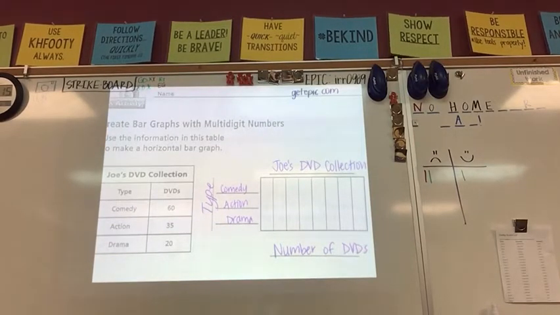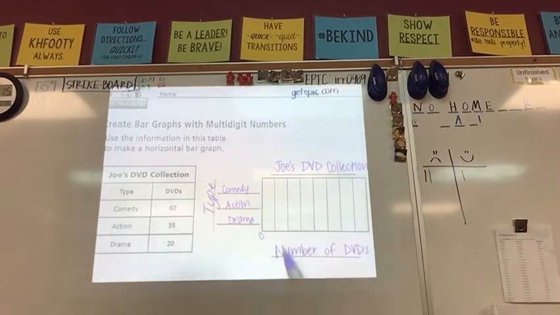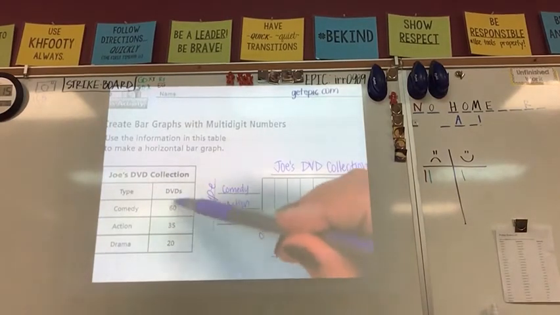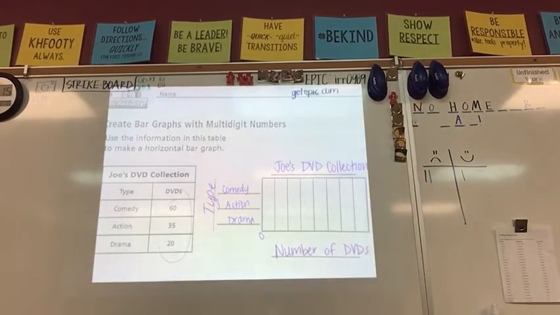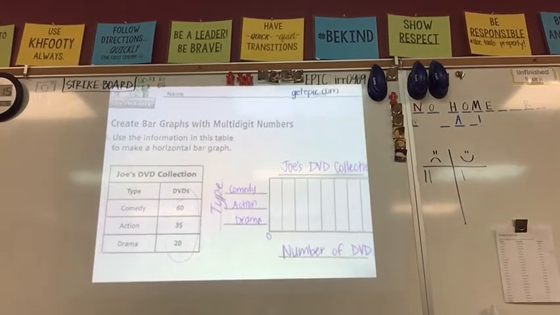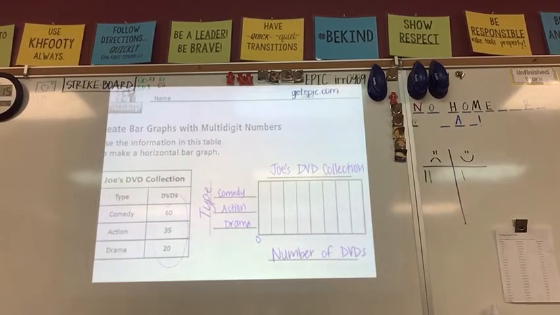Now, do you guys remember the trickiest part about creating our bar graph? Skylar? The first line you have to put 0. First line has to start at 0, but we have to figure out what we are counting by that works with all three of these numbers. So think about that one. If we've got 60, 35, and 20, what can we count by that would get all of those numbers?